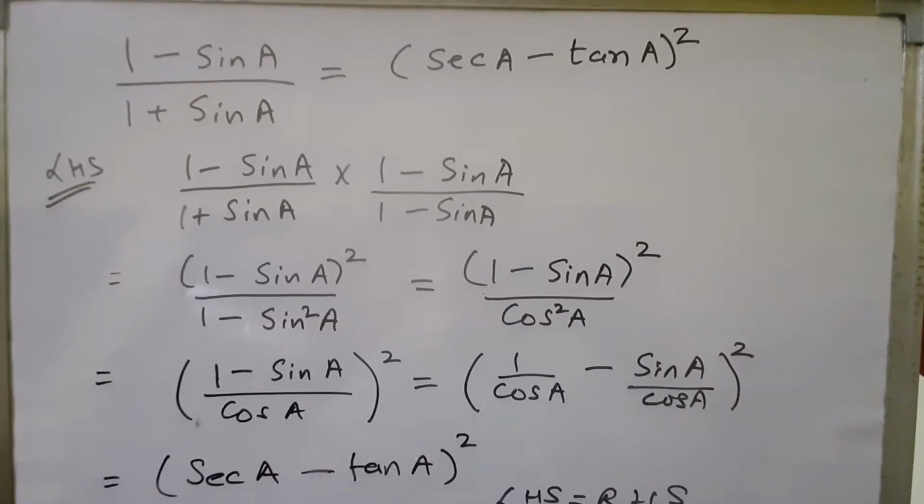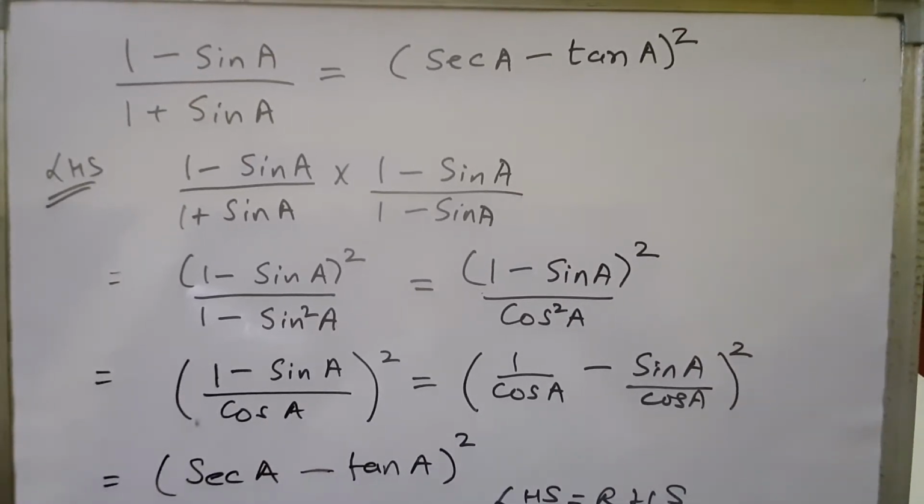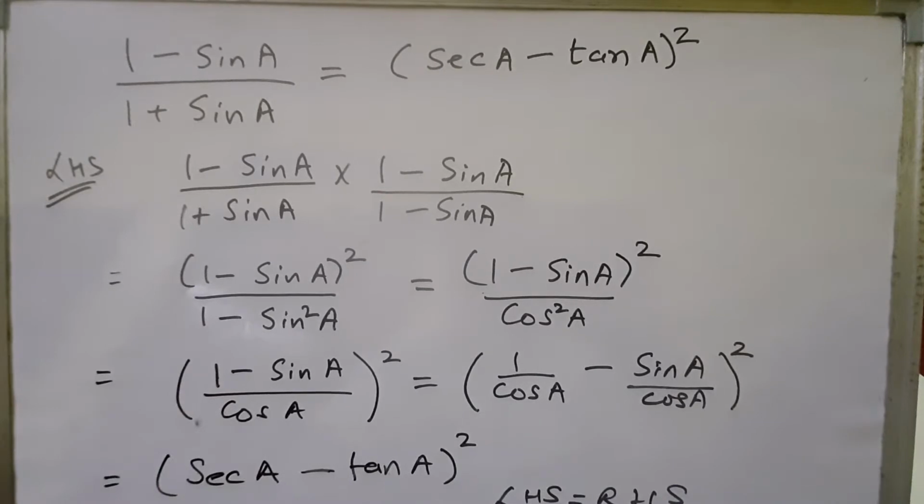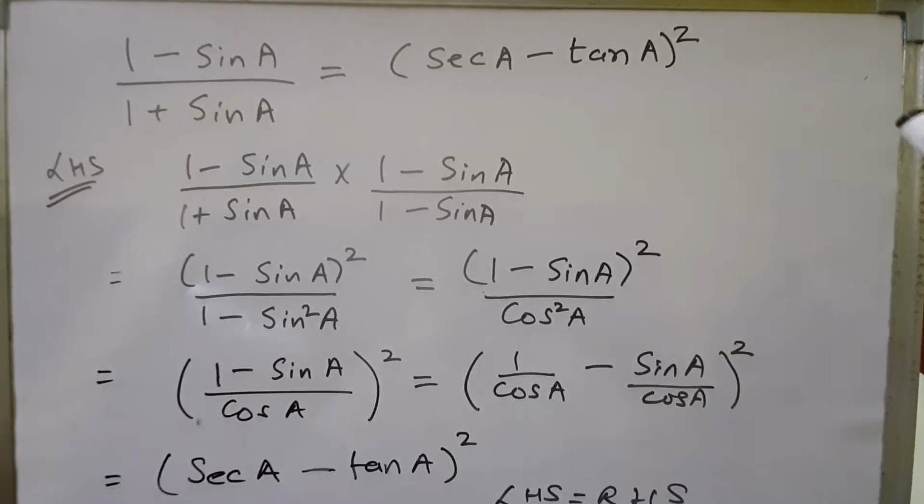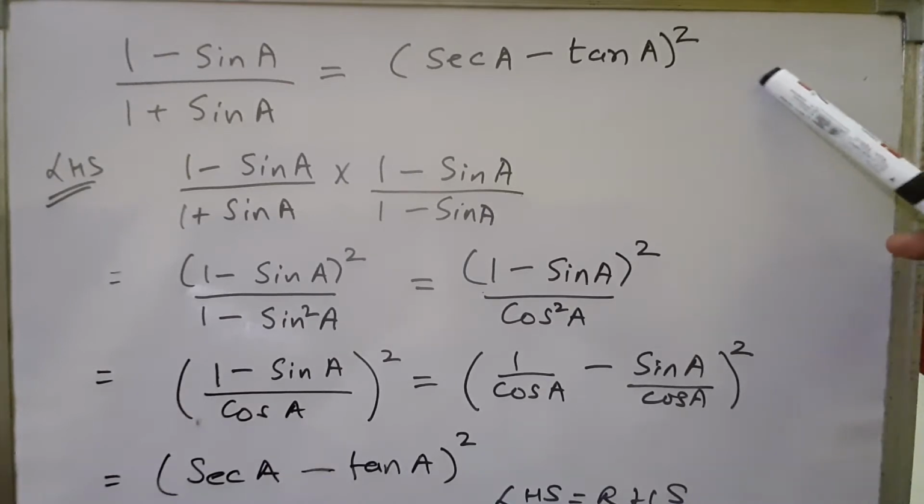Children, today we are going to discuss more sums on the topic trigonometric identities. Let's start with this sum in which the question says prove that (1 minus sin a) upon (1 plus sin a) is equal to (sec a minus tan a) the whole square. Right, this we have to prove.